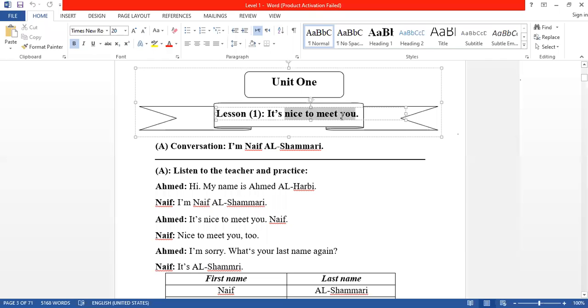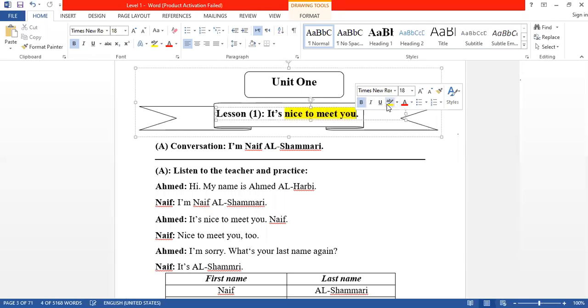Nice to meet you. It means pleased to meet you, or I am happy to meet you. This is the meaning of this phrase. You hear the word nice? As I said here, pleased. The word meet here means to see and know somebody for the first time, to be introduced to somebody.